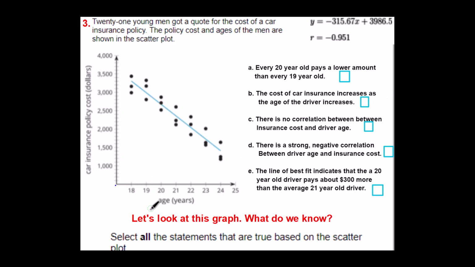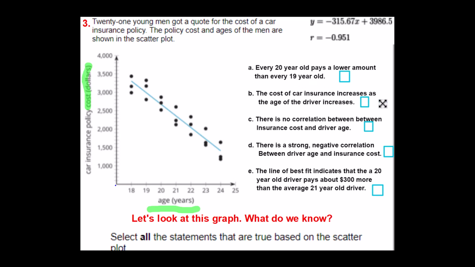All right, so the x-axis is showing age in years. And the y-axis is the policy cost in dollars. All right, so let's just check. Every 20-year-old pays a lower amount than every 19-year-old.